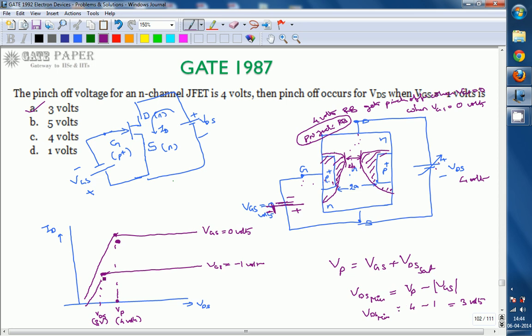So this is the starting point, and at this point what we require is 3 volts. So the pinch off voltage for an n-channel JFET is 4 volts, and pinch off occurs for VDS, when VGS is equal to minus 1 volt, at 3 volts. The answer is 3 volts. Thank you.